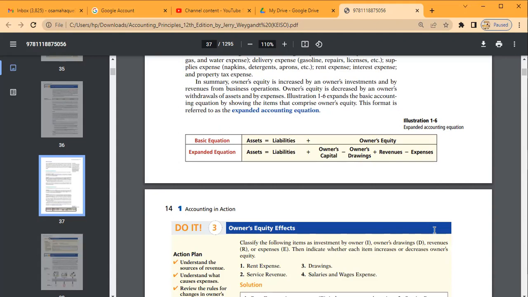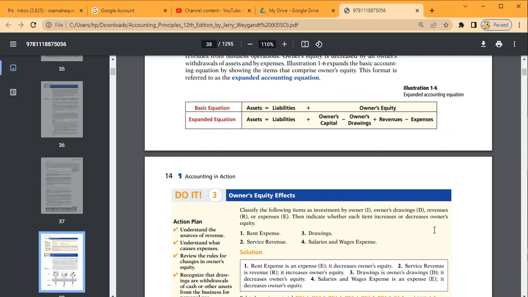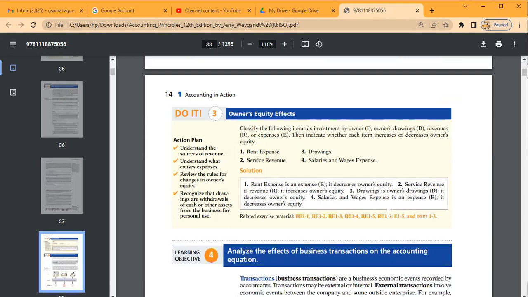Rent and salaries and wages are expenses. Services are revenue and drawings is owner's drawing. Okay, drawing is owner's drawing.